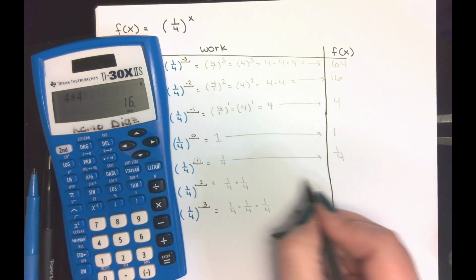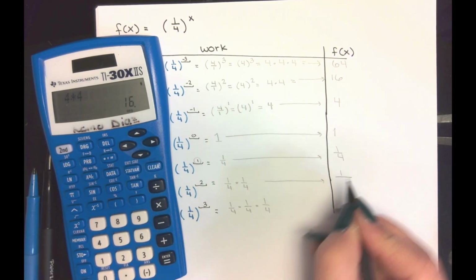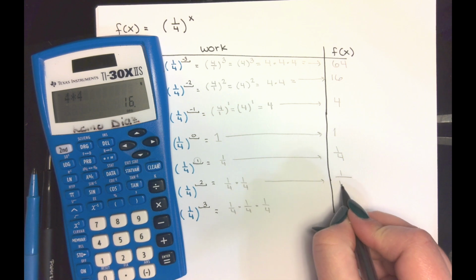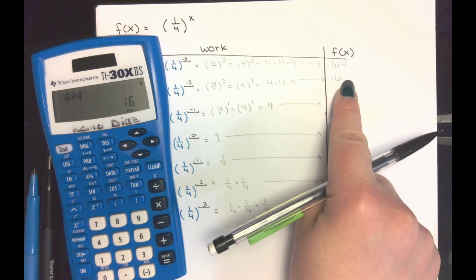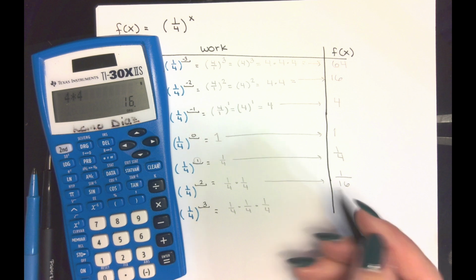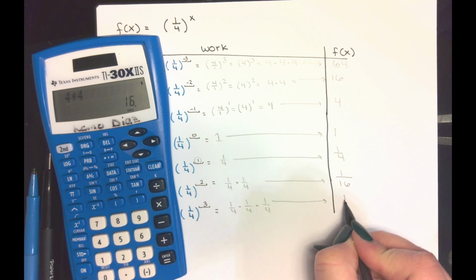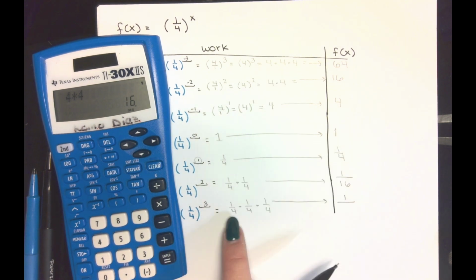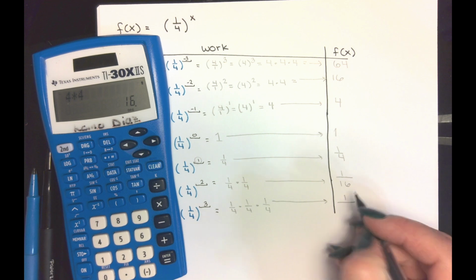Here we do. 1 times 1 is 1 on top. 4 times 4 on the bottom is 16. And we already know what 4 times 4 is. That's where I'm getting those numbers. 1 times 1 times 1 is 1. 4 times 4 times 4 is 64.